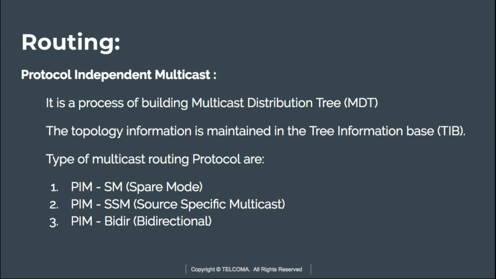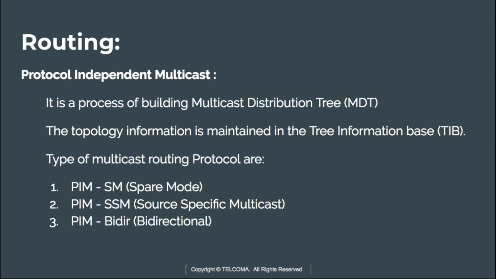Next is PIM-SSM, that is protocol independent multicast source specific multicast. It is a subset of PIM-SM and it is used when a single source transmits data to multiple groups. Here we are using a single source and it transmits data to multiple groups. An example is content delivery, such as video and audio.